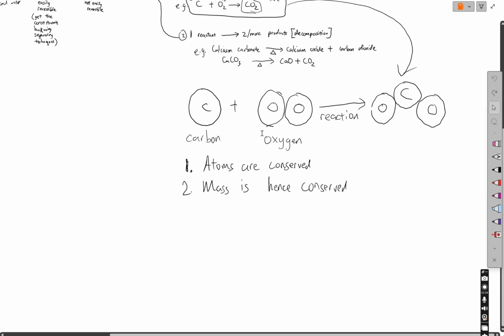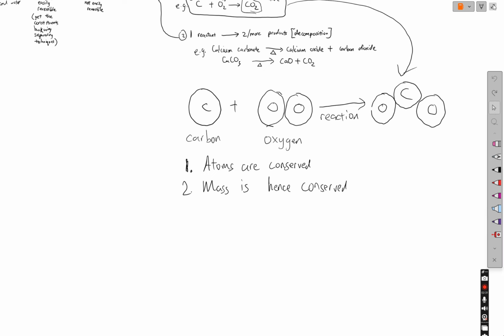And also we learned about this way to represent the compounds and elements. Carbon reacts with oxygen, they rearrange and give you carbon dioxide. We can see from this equation that atoms are conserved. As a result, mass is conserved during a chemical reaction. So nothing goes missing.